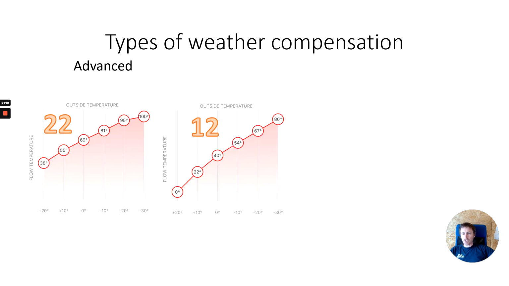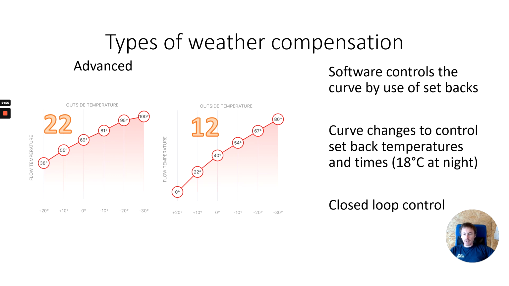So advanced weather compensation, you can see now if we want a room temperature of 22 degrees or 12 degrees, the software is controlling this with the use of setbacks, so a setback of 22 and a setback of 12. The curve changes the control setback temperature and times. So if you want it 18 degrees at night to sleep, you just lower the setback and it's closed loop control. So you can see, if I want the room to be 21 degrees, at 0 degrees outside I'm going to have a flow of 69. But if I wanted it to be 12 degrees, it would actually step the curve down lower to accommodate that and then give me a flow of 40 degrees.